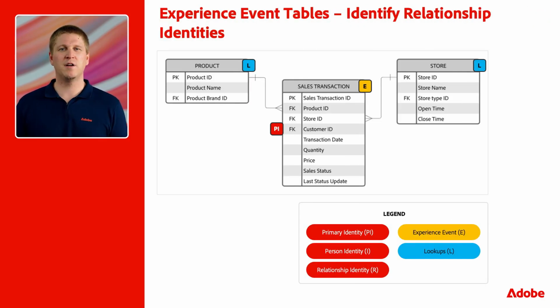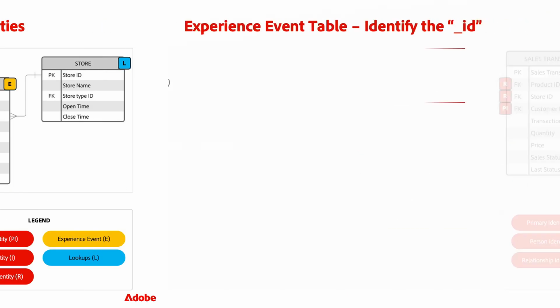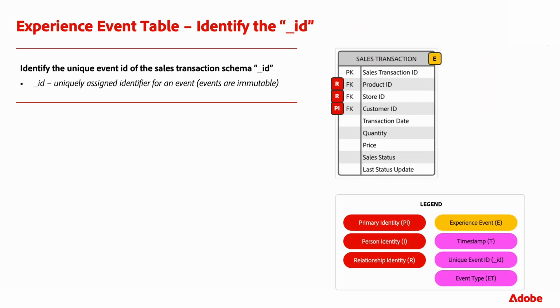Now we want to identify any relationship identities that can provide reference to the two lookup tables we see in here sitting on the left and the right in the form of product and store. The foreign key values of the product ID and store ID, marked as FK on the diagram, should be labeled or marked with R, signifying they are relationships for how we get to the lookup tables themselves. Now come the required fields.